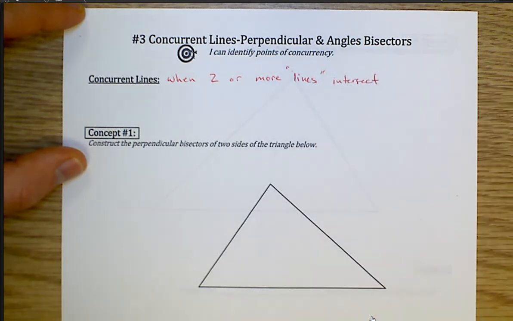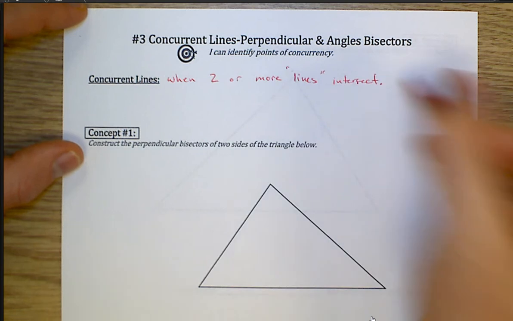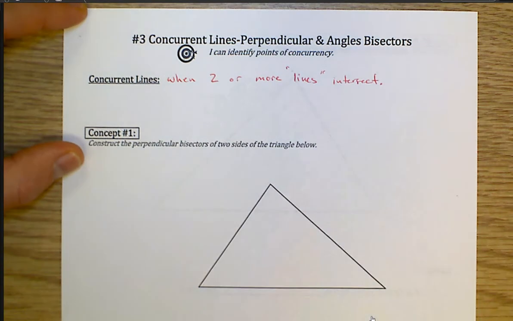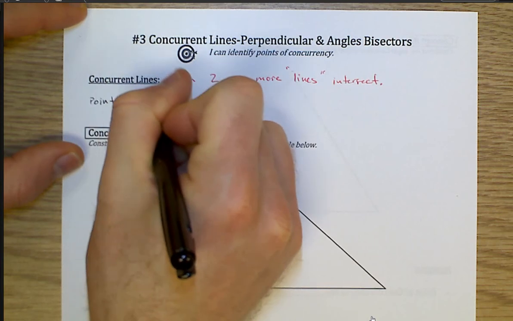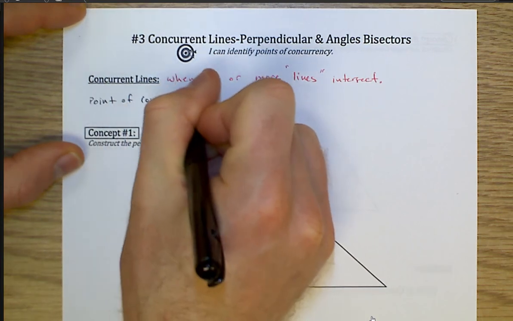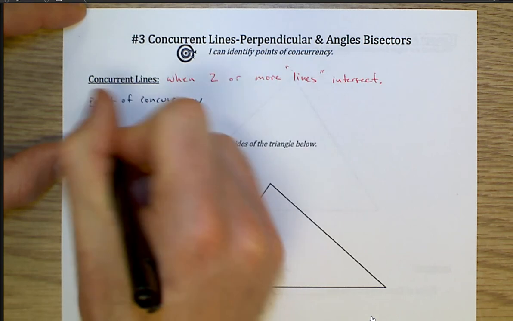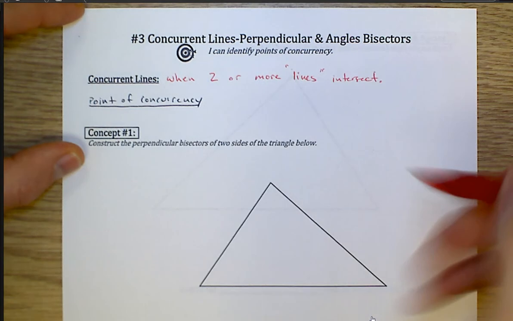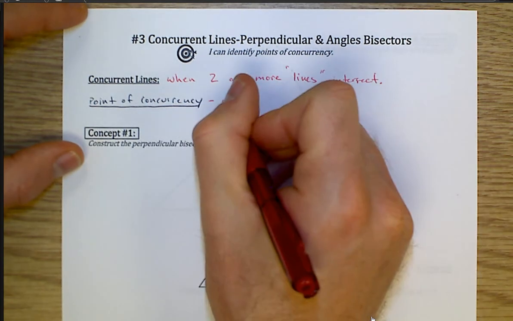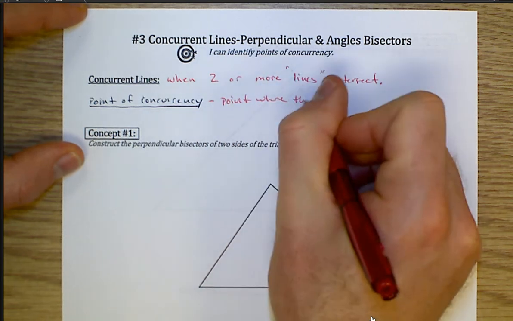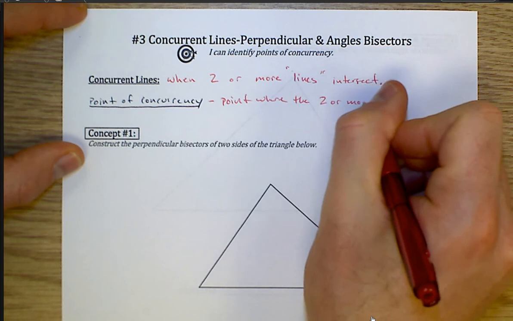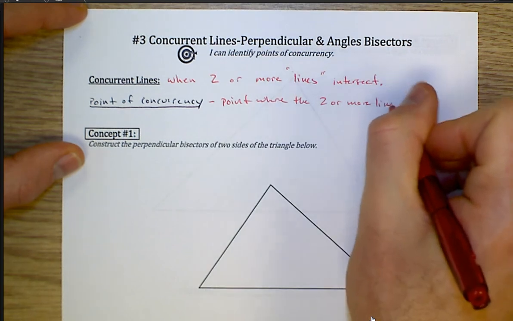okay? And there's a vocab word that I didn't put on here. I'm going to say point of concurrency. I'm going to underline that one. And point of concurrency is the point where the two or more lines meet.